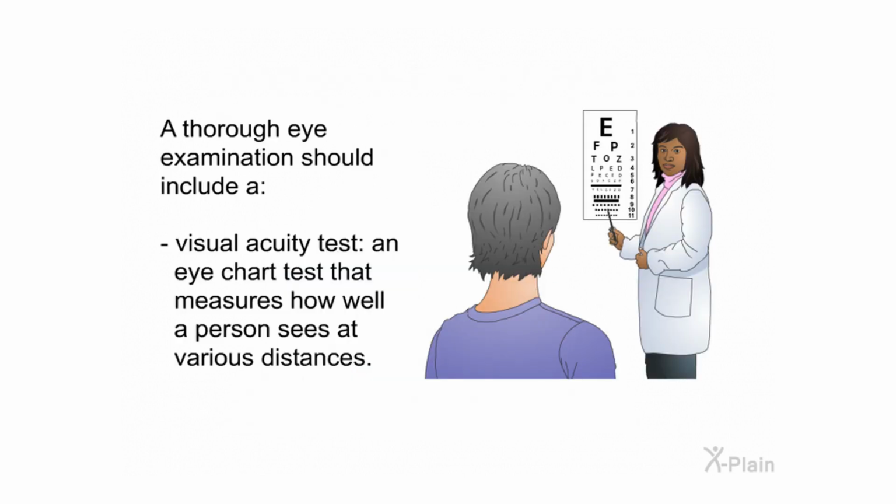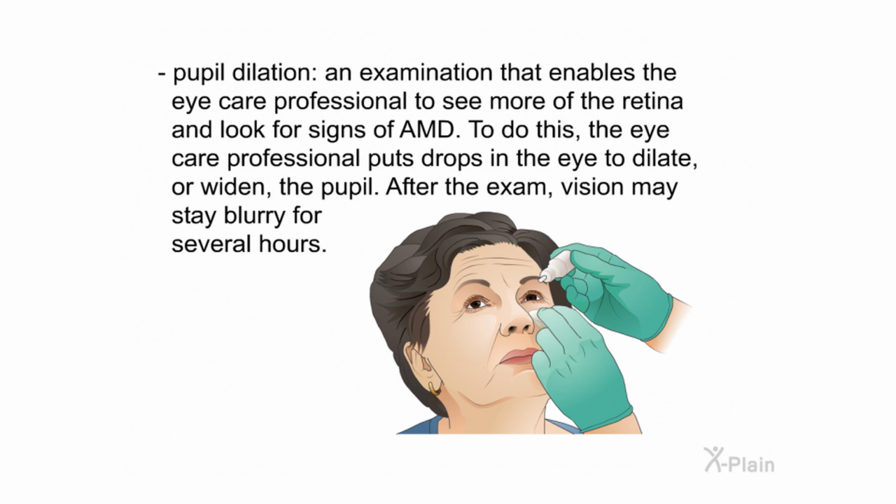A thorough eye examination should include a visual acuity test, an eye chart test that measures how well a person sees at various distances. Pupil dilation, an examination that enables the eye care professional to see more of the retina and look for signs of AMD. To do this, the eye care professional puts drops in the eye to dilate or widen the pupil. After the exam, vision may stay blurry for several hours.